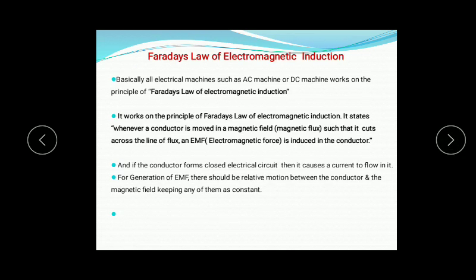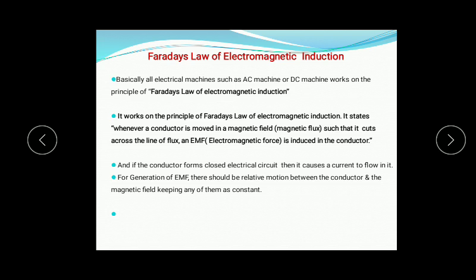Next, before going to the next slide, first we'll try to understand what is Faraday's law of electromagnetic induction, or what is the principle behind Faraday's law of electromagnetic induction. Basically, all electrical machines such as AC machine or DC machine work on the principle of Faraday's law of electromagnetic induction.